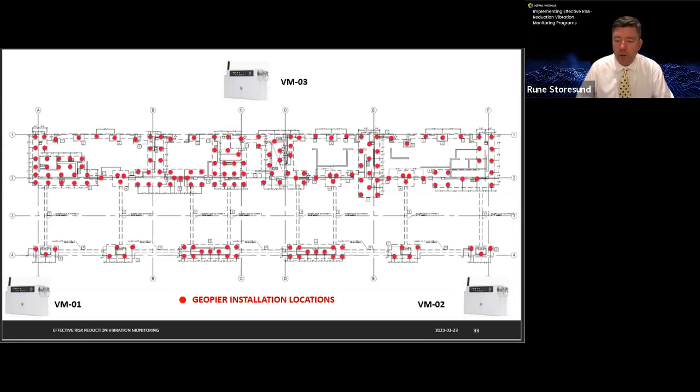So we have 3 monitors in total. 2 of them were placed at the southern end, closer to the residential development, and we had 1 monitor up along the expressway. And this layout then allows us for automated cross-checking of vibration data to limit false readings, alerts, and corroborate our site-specific attenuation.